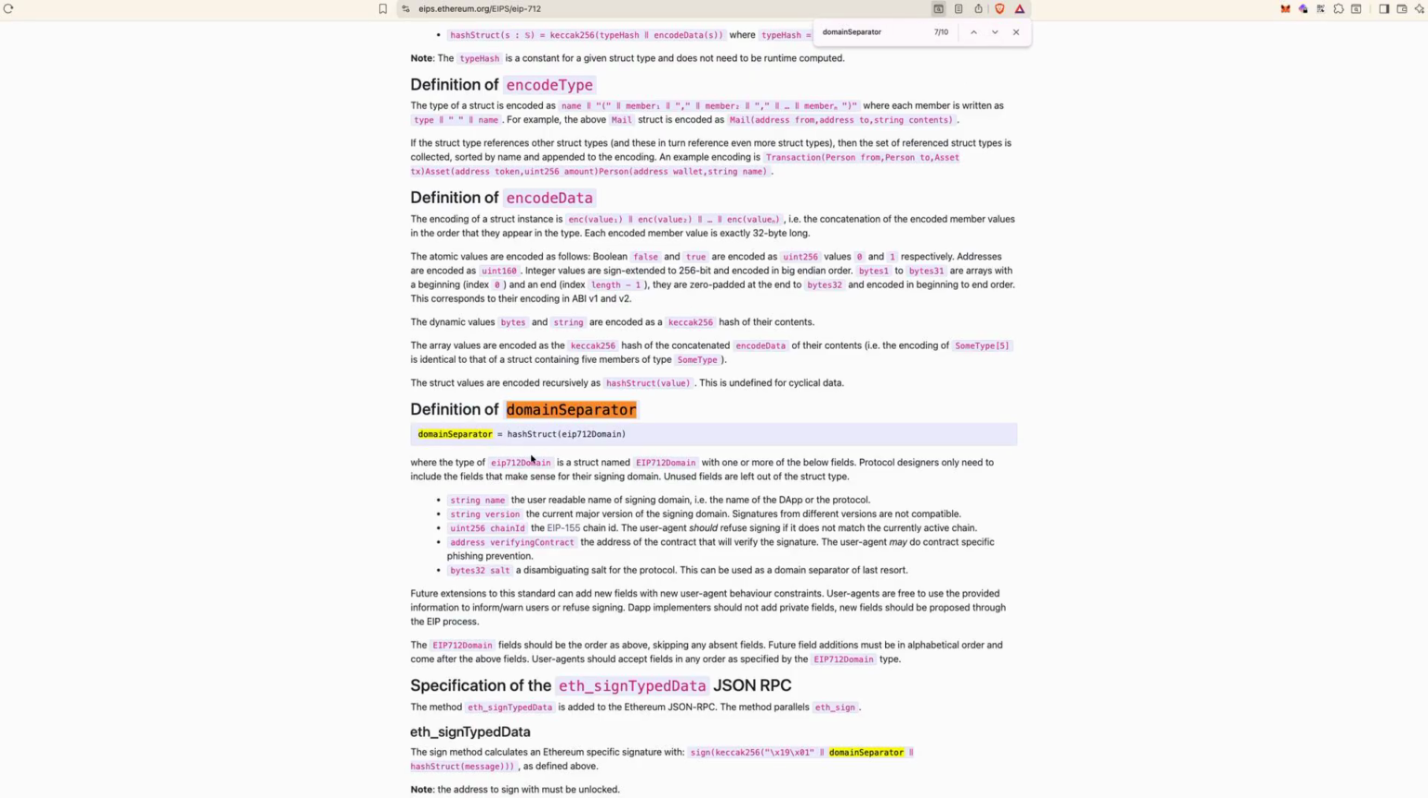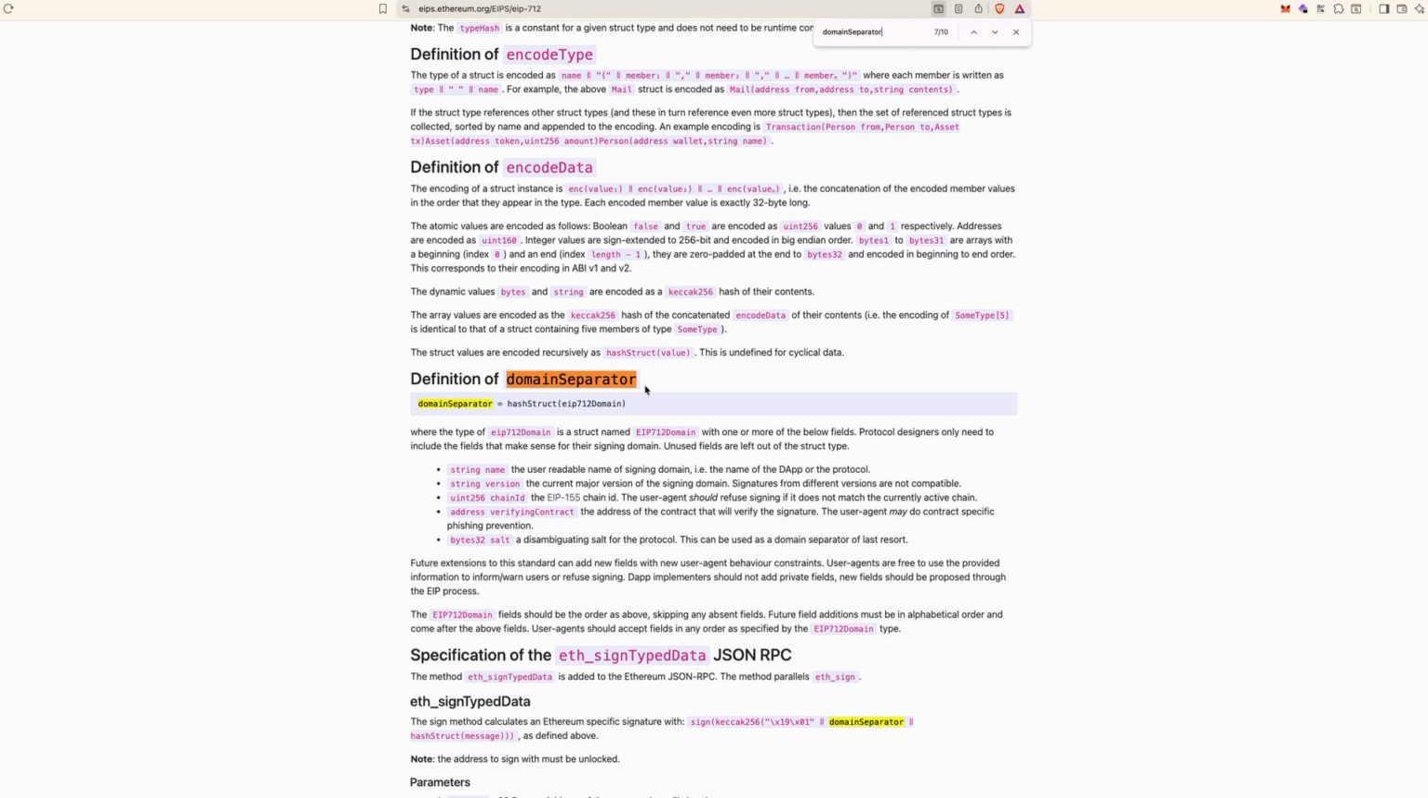So what does a domain separator do? Oh, domain separator, encode domain separator. Okay. Here we have the definition of domain separator.